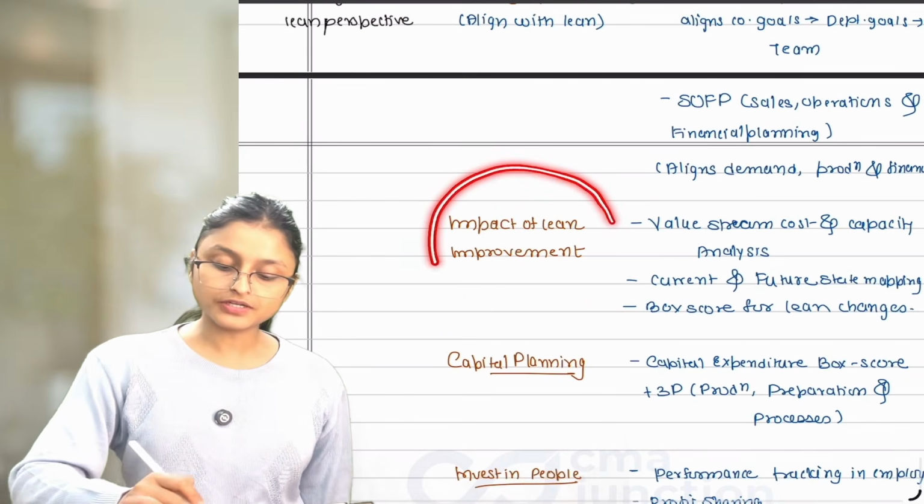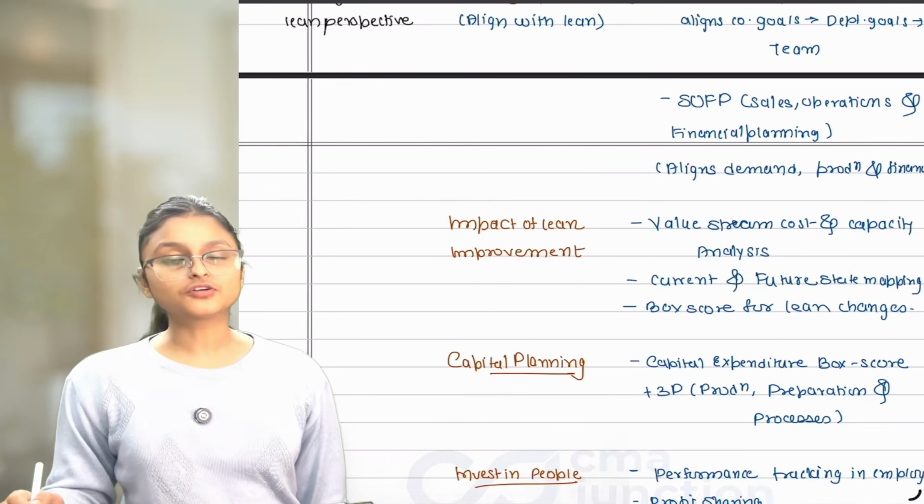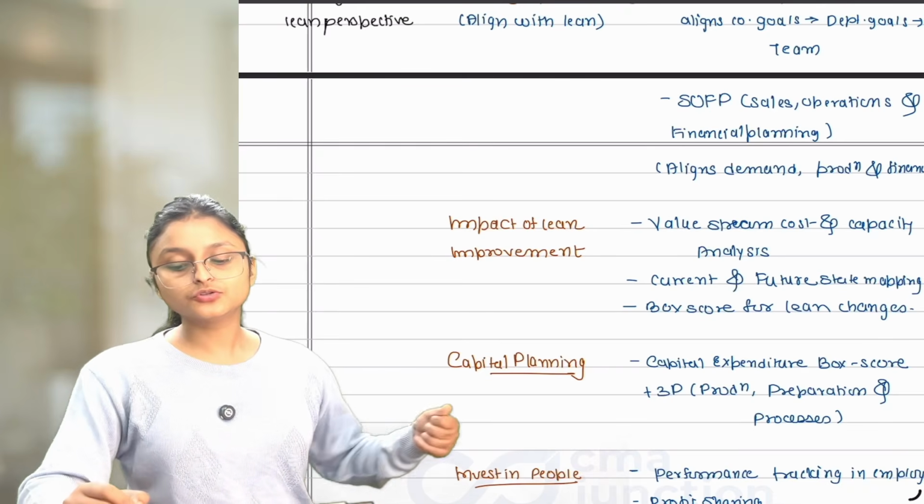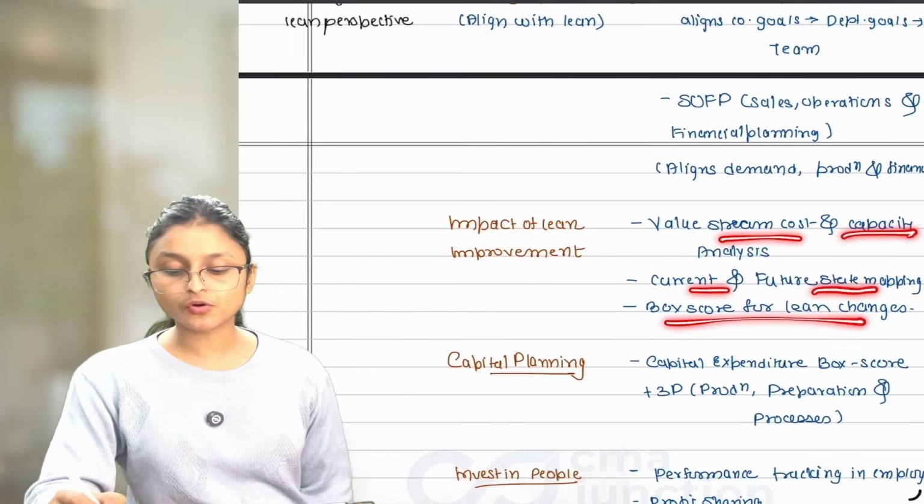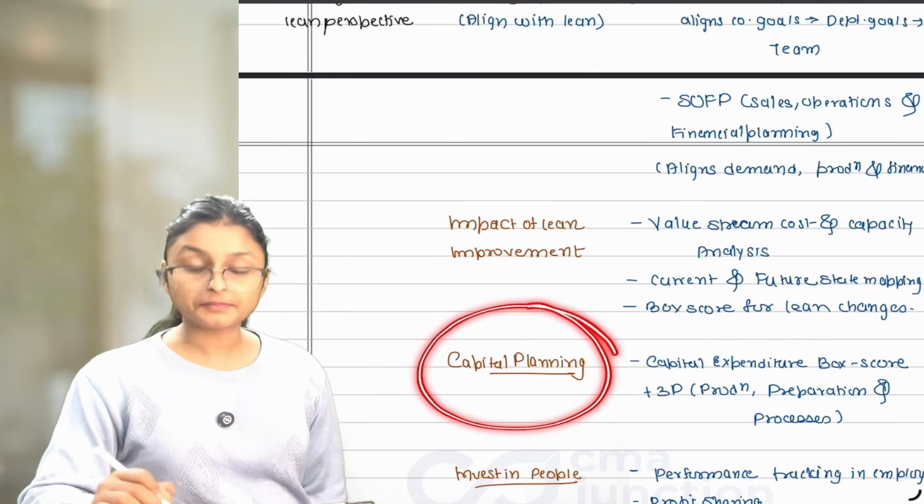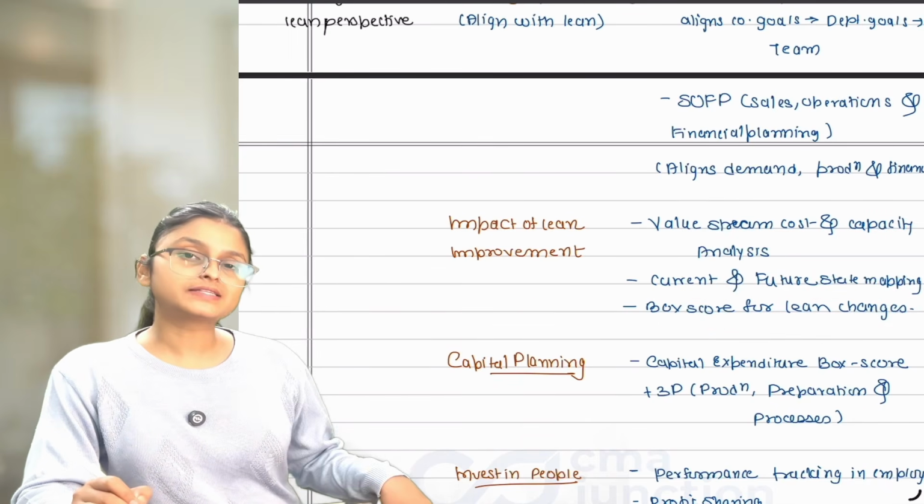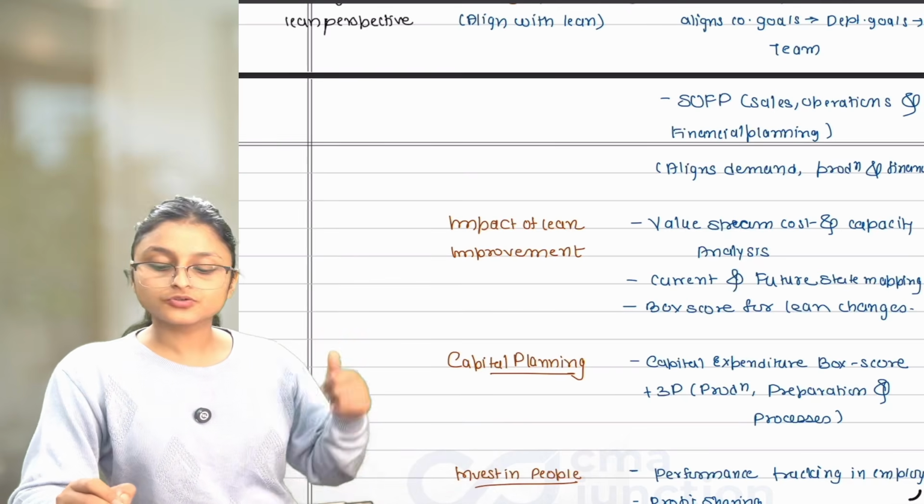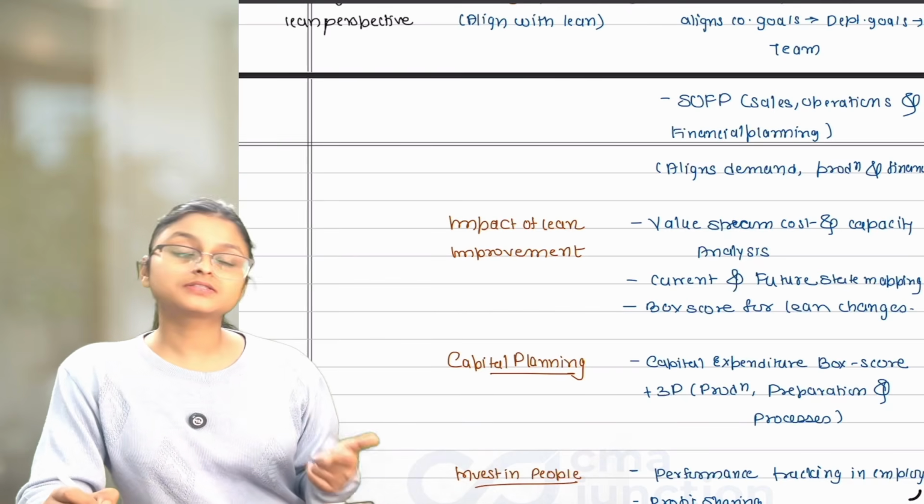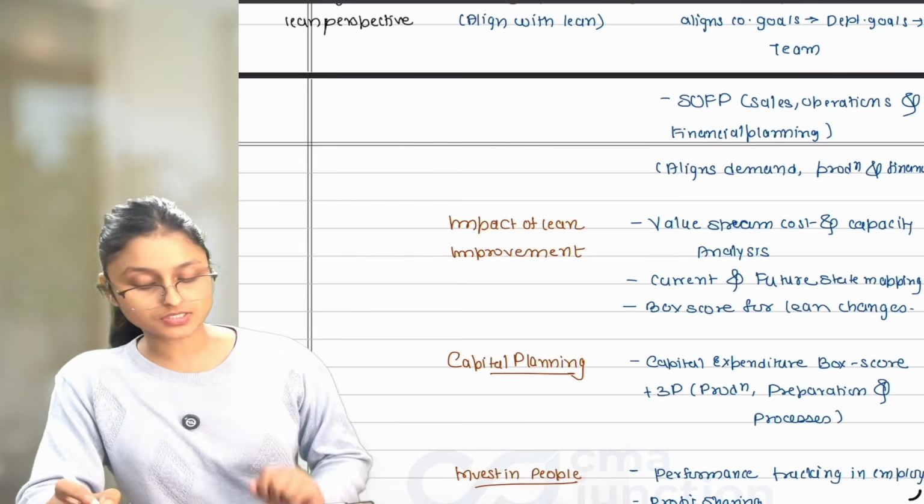Next, impact of lean improvement. What is the impact of lean improvement? To see that, you can use value stream cost and capacity analysis, current and future state mapping, and box score for lean changes. Next is capital planning, where you are deciding how much investment we should do in our capital assets. For this, you can use capital expenditure box score plus 3P, which is production, preparation, and processes.